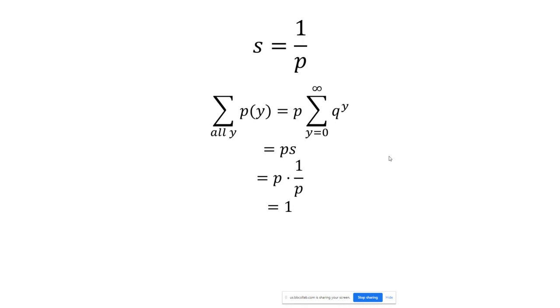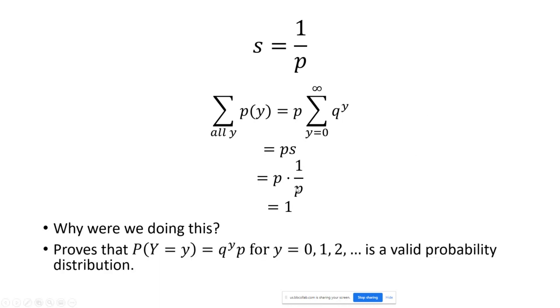Questions about this? All right. Why were we doing this? Oh yeah, because this proves that q to the y times p, for y being integers from 0 without bound, is a valid probability distribution.